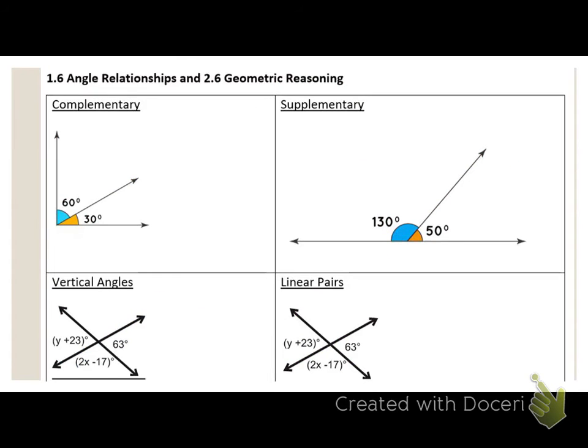These are just terms. They're introduced in chapter 1, so that's why they're here. What does complementary mean? They add up to 90, and then supplementary means they add up to 180. We're just going to highlight where the vertical and linear pair angles are. So in comparison to 63 degrees, where is the vertical angle? Y plus 23. Go ahead and highlight them.